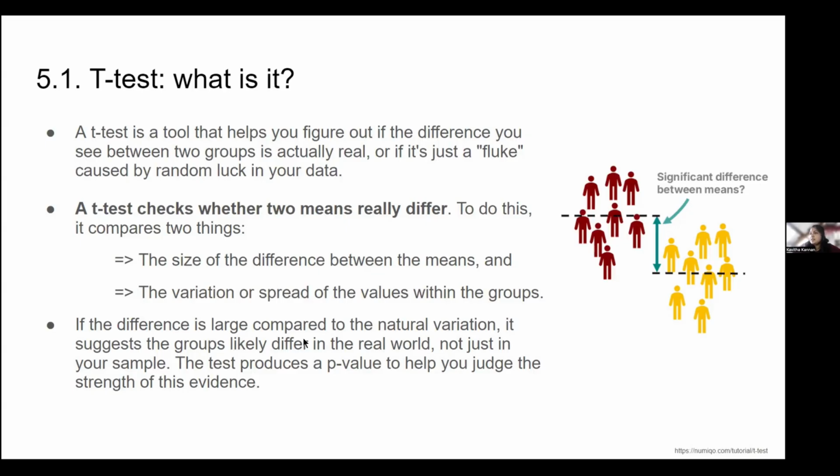If the difference is large compared to the natural variation, so you have a population and you're only sampling a little bit of that population, right, then a large difference suggests that the groups likely differ in the real world and not just in your sample. And the t-test produces a p-value. Like I said earlier, to answer Kunal's question, this test also produces a p-value that helps you judge the strength of the evidence. So this is the main logic behind what a t-test is.